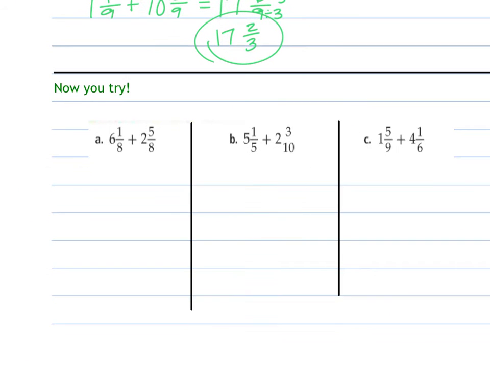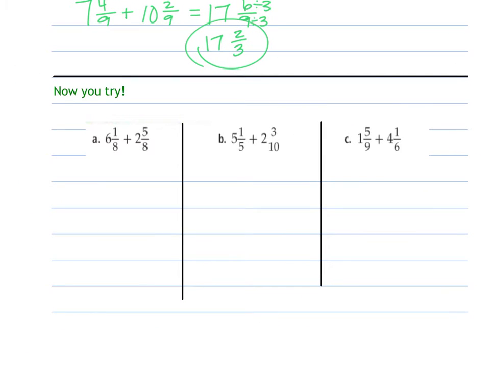Okay, so some for you to try here. Pause and then come back and check your answers. So 6 1/8 plus 2 5/8. Again, we have a common denominator, so we are just going to add the fractions together. 1/8 plus 5/8 is 6/8. Then we add the whole numbers, 6 plus 2, which is 8.